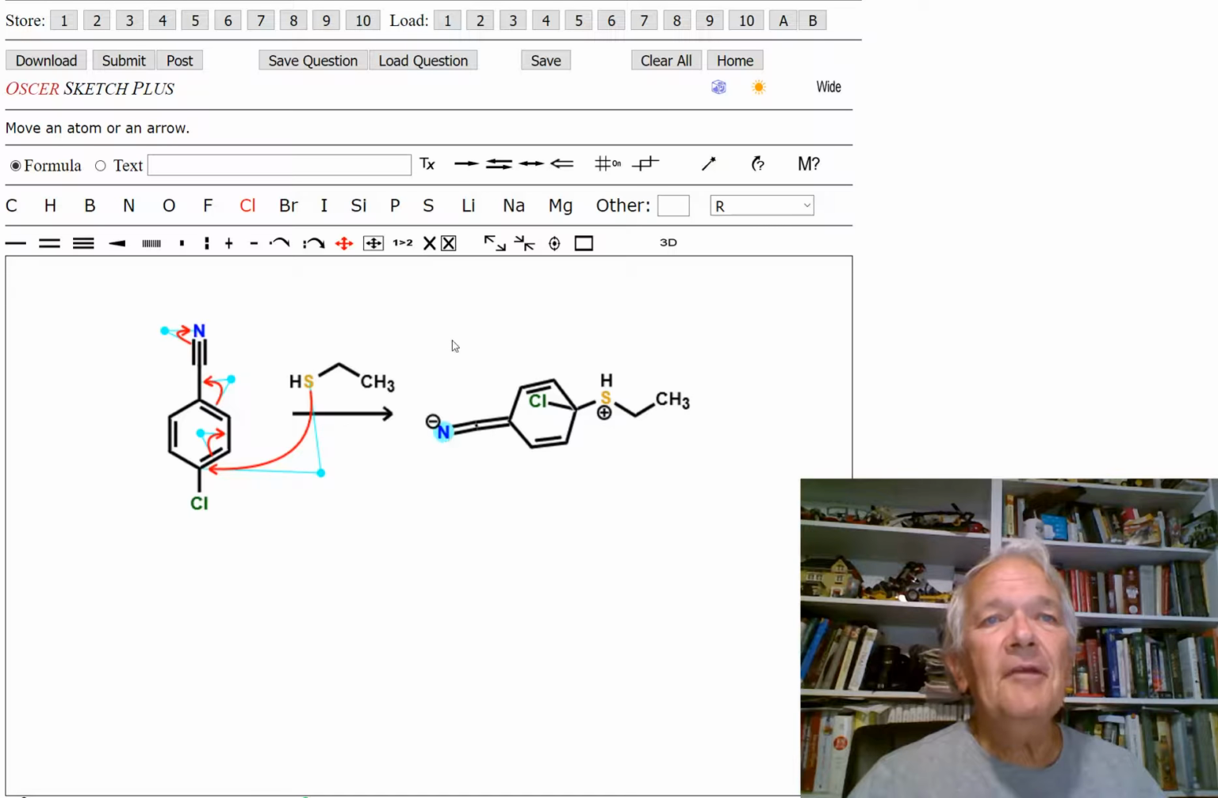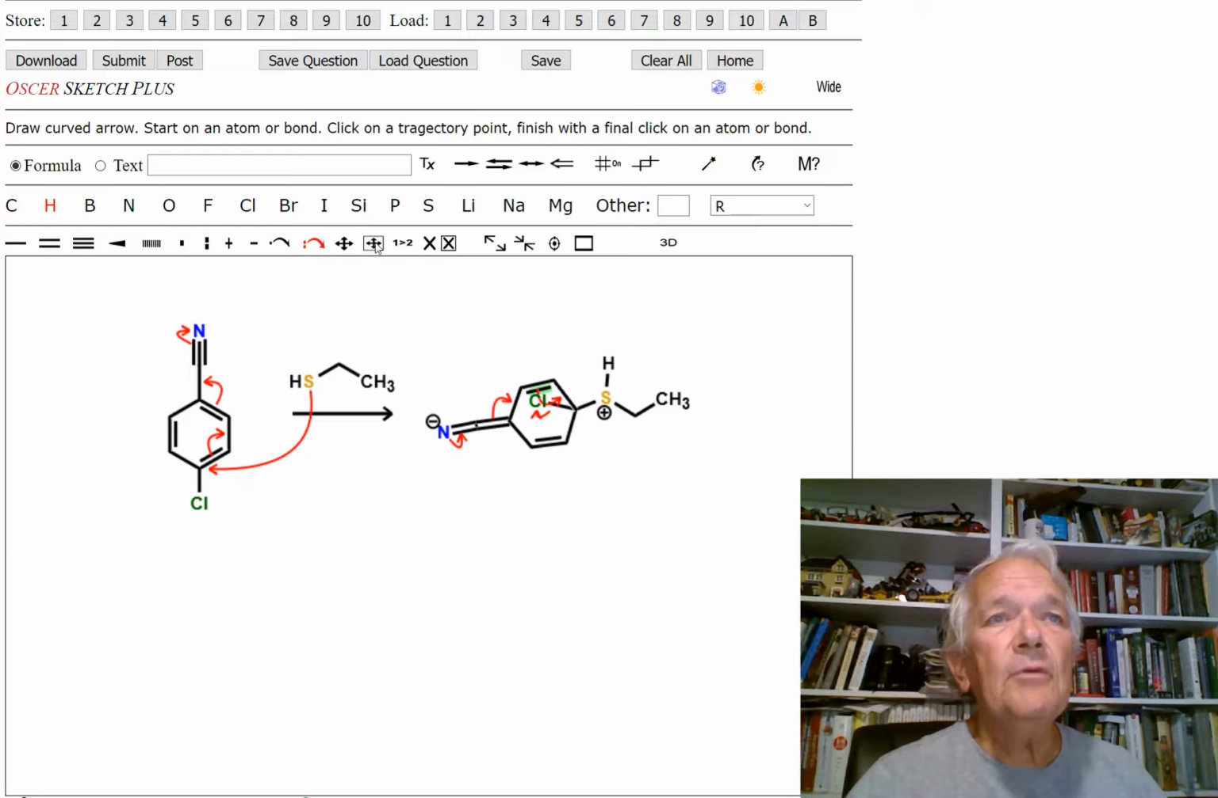Here's our nice tetrahedral intermediate, and of course we can do the same kind of thing that we just did before. We can bring those electrons back and kick out the chloride. So we'll just do that. We'll reform the triple bond. We'll reform the aromaticity. We'll come back to the double bond here, and we'll kick out the chloride. That's a little bit overlapping here. Let me move this around a little bit so we can see it better.